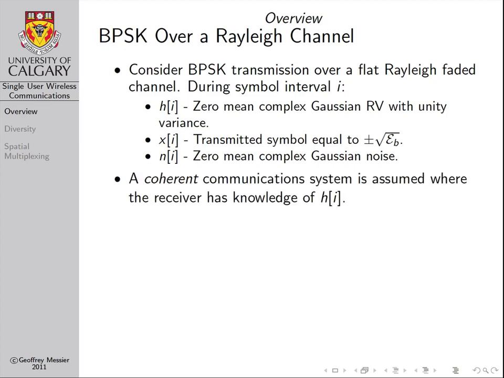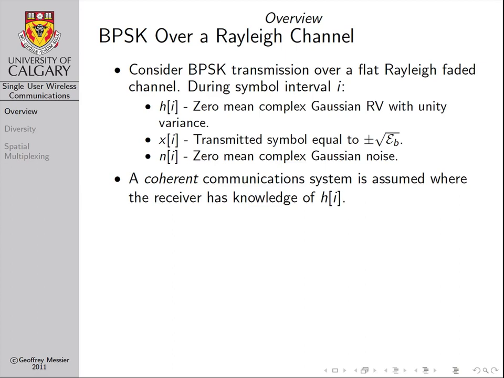What we're going to do in this derivation is assume something called a coherent communication system. Now, to explain what this term means, we know that the Rayleigh fading process will corrupt not only the amplitude of the transmitted symbol, but also the phase. This is a big problem for phase shift keying systems because phase shift keying systems obviously use phase to transmit information. And so if the channel distorts that phase, it essentially makes it impossible for the receiver to recover the transmitted information.